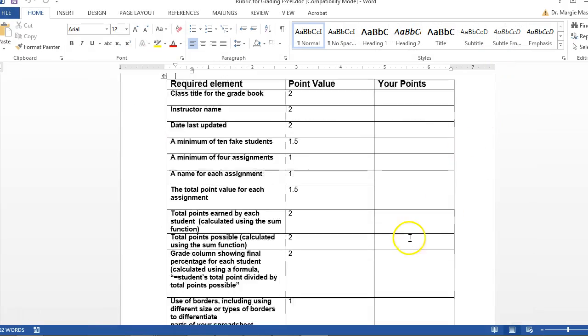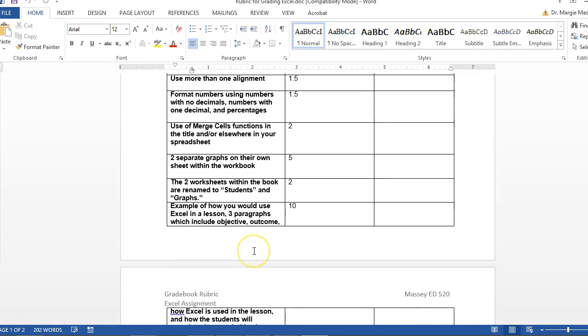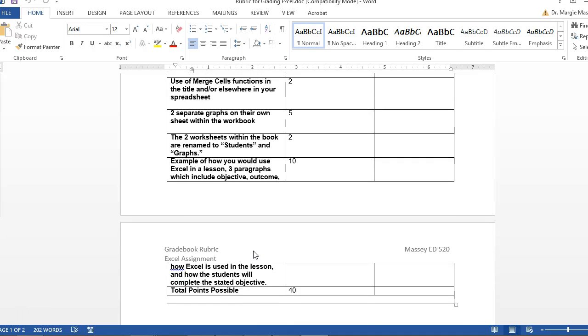The other piece that you didn't do, and I didn't see it as a separate attachment with your submission, is the example of how you would use Excel in a lesson. It had to include 3 paragraphs, which would have the objective, the outcome for how Excel is going to be used in the lesson, and then how the students would complete the stated objective. That's worth 10 points. So you're going to lose points there.